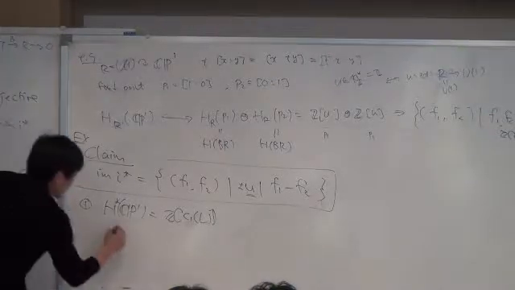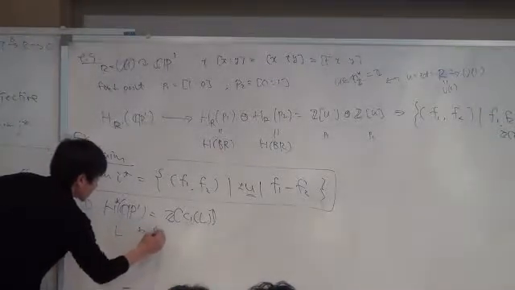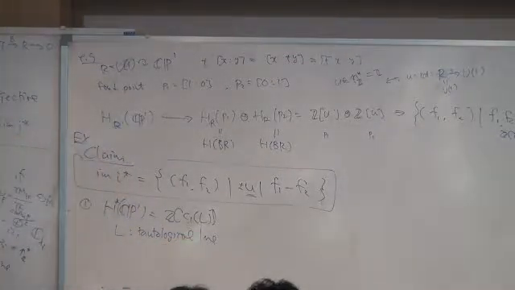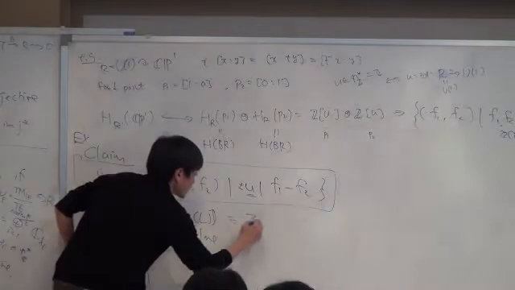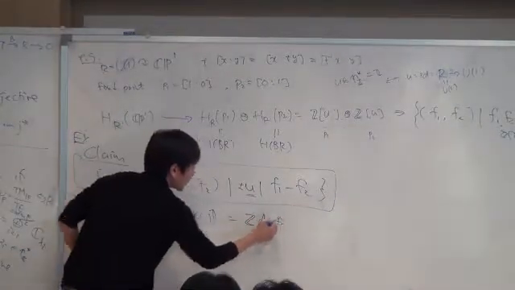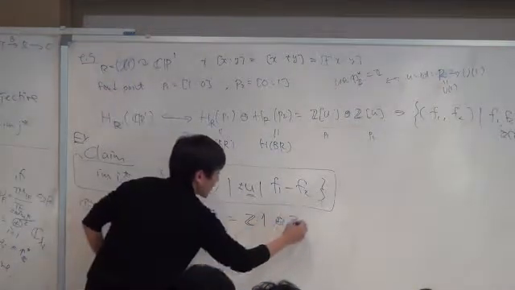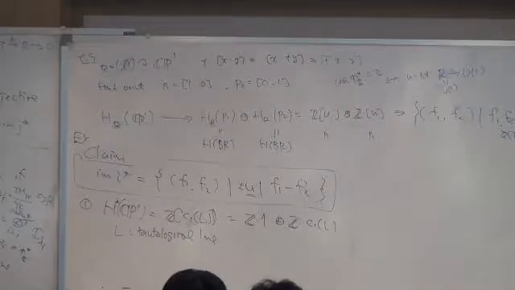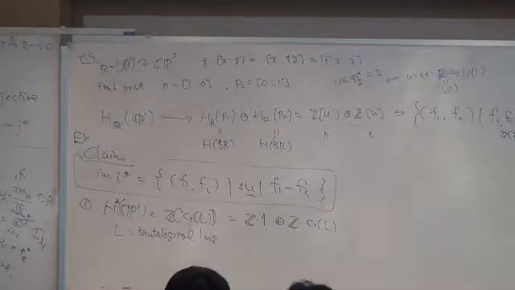Yep. So L is the tautological line. For each point, you take that line as a fiber of the line bundle. And this is going to be, as a vector space, generated by 1 and the degree 2 first Chern class of the line bundle. It's dimension 2. The rank of this cohomology is 2.